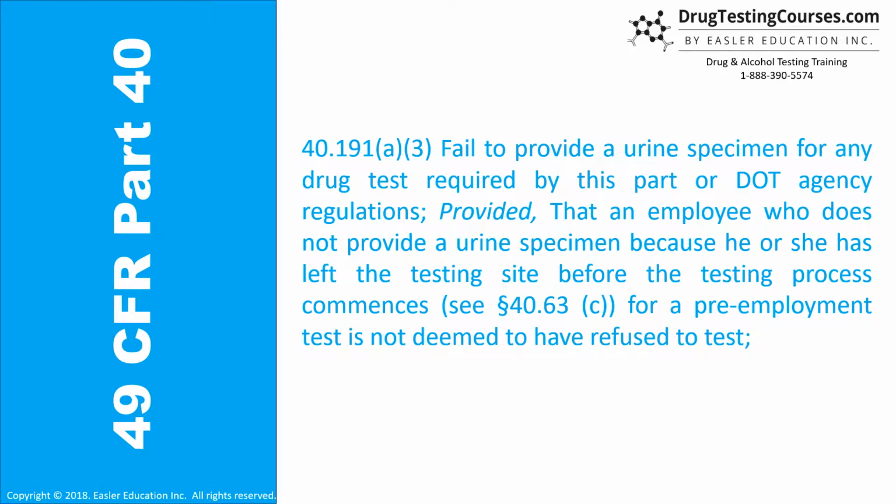40.191(a)(3). Fail to provide a urine specimen for any drug test required by this part or DOT agency regulations. Provided that an employee who does not provide a urine specimen because he or she has left the testing site before the testing process commences, see Section 40.63(c), for a pre-employment test is not deemed to have refused to test.